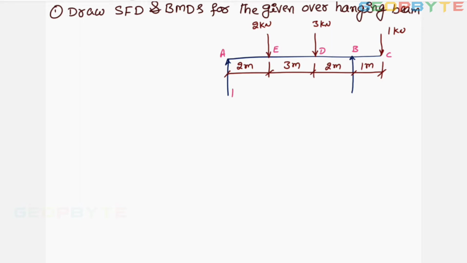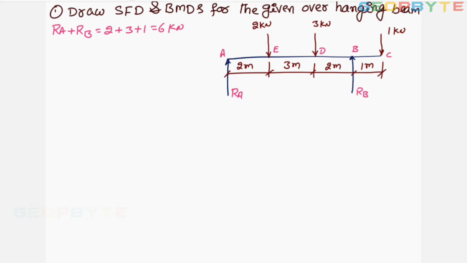First you need to find the reaction at A and the reaction at B. You need to find RA and RB separately. For finding RA and RB, first let me write: RA plus RB, the sum of the reactions, equal to the algebraic sum of forces, 2 plus 3 plus 1, which is equal to 6 kilonewtons.